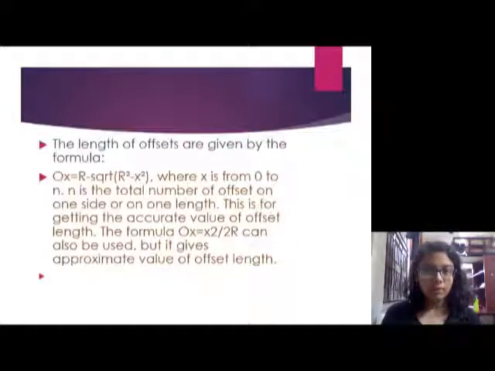The length of offsets is given by the formula Ox equals r minus root over of r square minus x square, where x is from 0 to n. N is the total number of offsets on one side, or on one length. This is for getting the accurate value of offset length. The formula Ox equals x square by 2r can also be used, but it gives an approximate value of offset length. R is the radius of the curve.